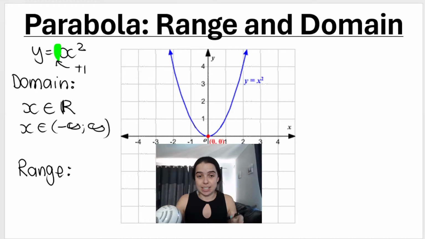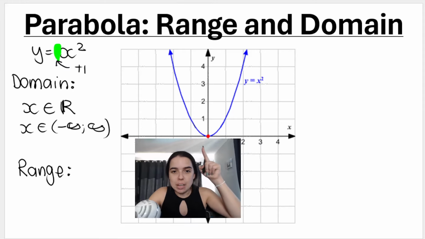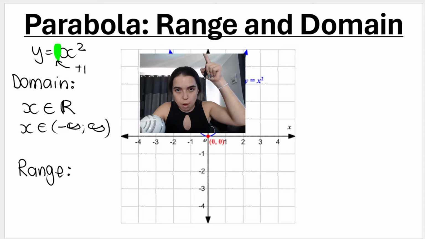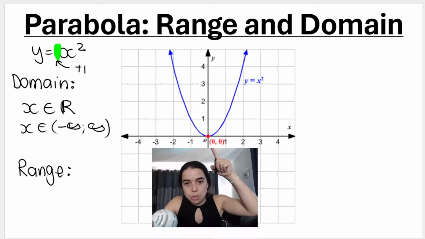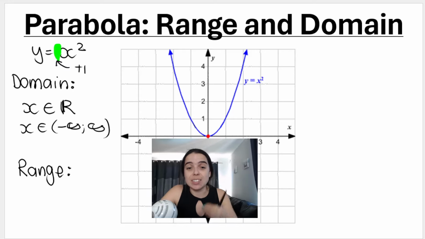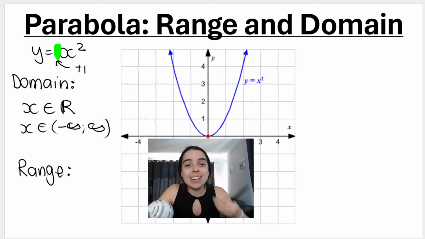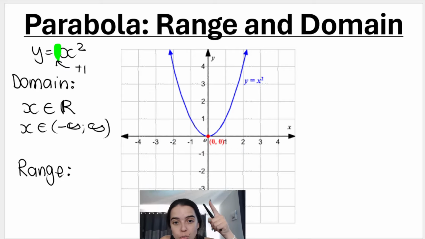If it's negative, it's sad. So because of this, my parabola only starts here. If you look at the y values, do you see that for all the negative y values, this function does not exist? It will never exist for any of the y values.